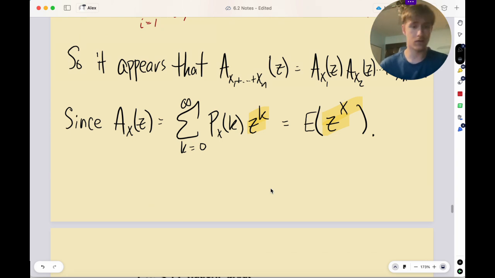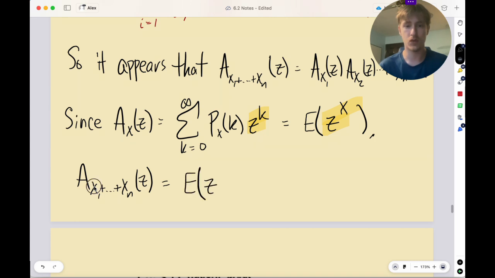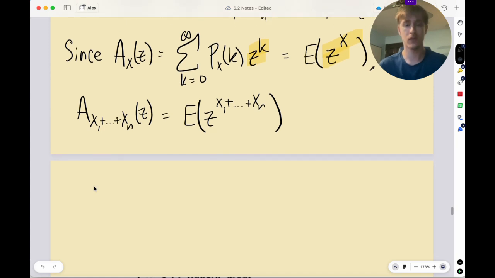So it follows that if I take x1 through xn of z, by the same exact logic, that should be the expected value of z raised to the x1 plus ... plus xn power. But using the power rule, this is equal to the expected value of z to the x1 times z to the x2 times ... times z to the xn.